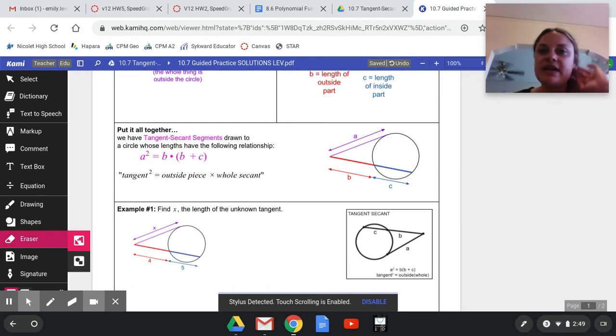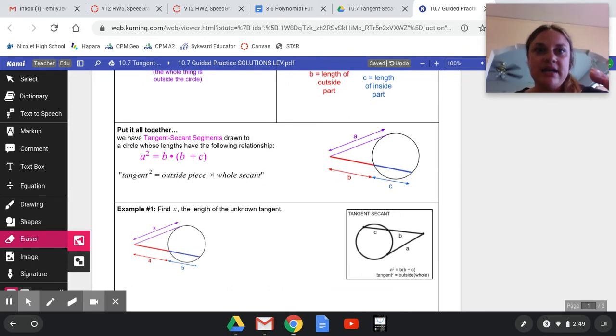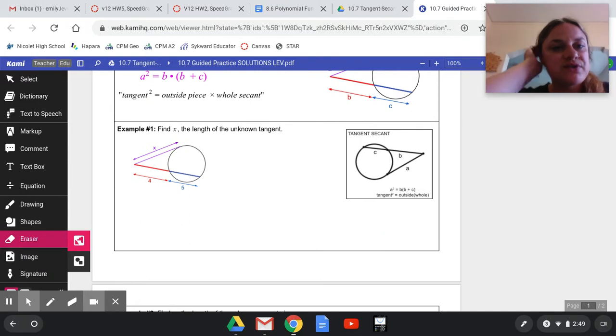When you have this relationship where you've got one tangent and one secant and they intersect at a point, you can determine the length of any of these pieces by using the tangent part. So the full length of the tangent squared is equal to the outside part of the secant, which is here in red, times the full length of the secant, which is red plus blue. So let's go through some examples.